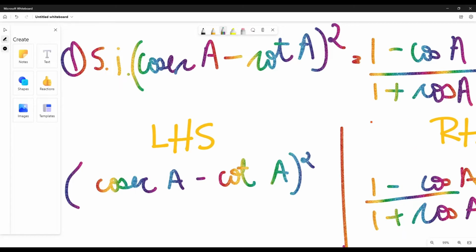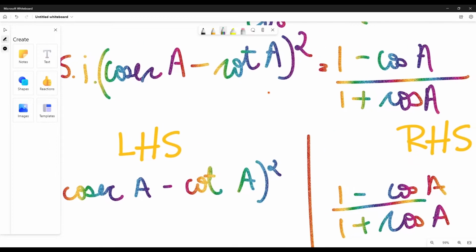Hello everyone. Today we are going to take a look at question number 5, first part of exercise 8.4. The question says (cosec a minus cot a) whole squared should be equal to (1 minus cos a) upon (1 plus cos a). So we just need to prove that when we expand this, the value should come out to be this.